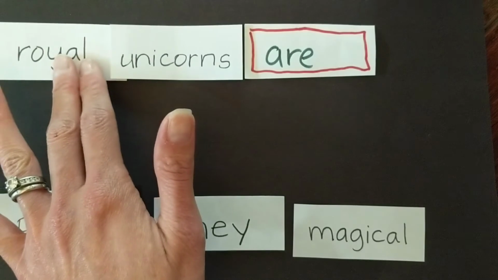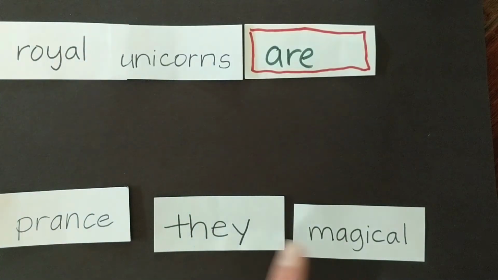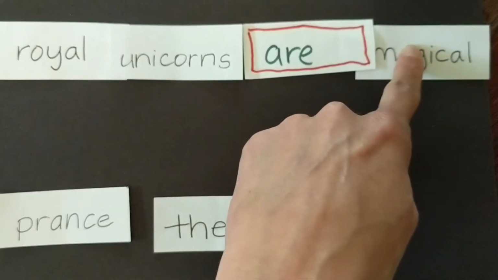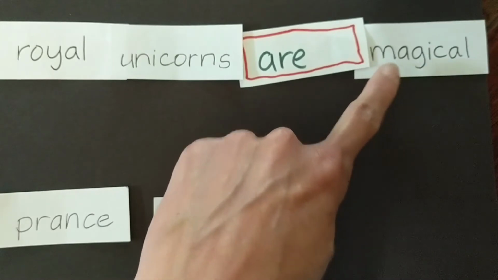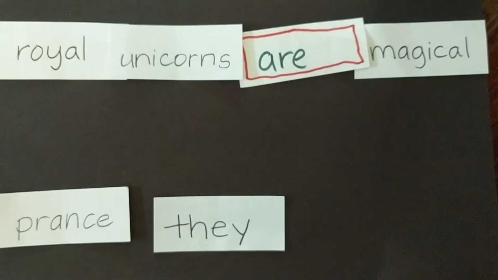And of course, we want to know, what are they? So we need to add another adjective. Royal unicorns are magical. Absolutely true. Let's find that subject again.